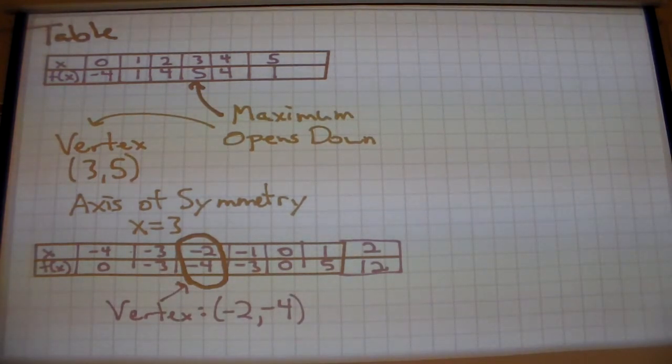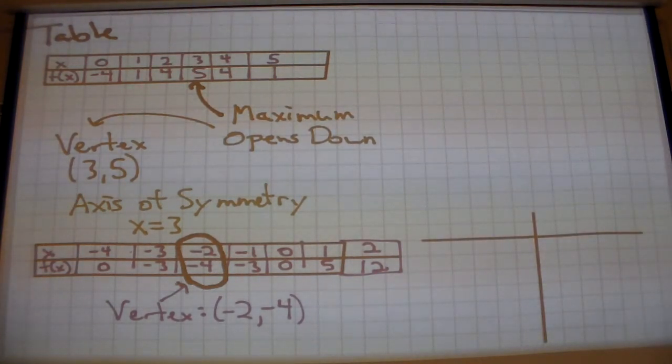Which way does the graph face? Up. What does it do on either side of the vertex? Is it getting bigger or smaller? Bigger, so it's going up. Okay, I can plot this if I needed to. So it's a minimum. So I went -4, 0; -3, -3; -2, -4. It looks like this. Okay, I didn't plot all the points. I didn't plot 1, 5, and 2, 12. I don't need them though, because I know my vertex is at -2, -4.